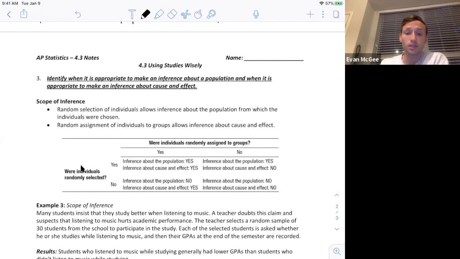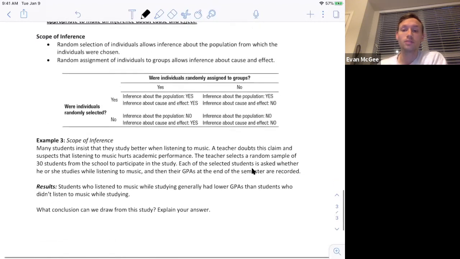If there was random selection and random assignment, you can make inference about population and cause and effect. If there was random selection, but there was not random assignment, then you can make inference about the population, but not about cause and effect. Let's take a look at an example of a problem you might see about this.